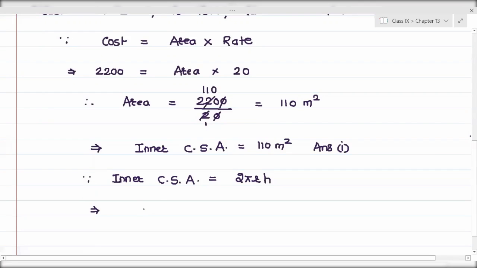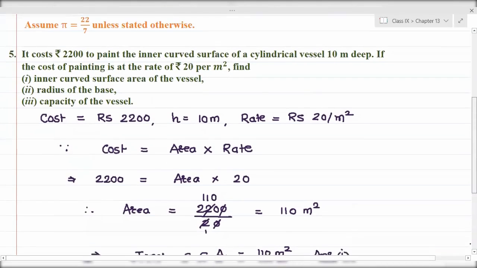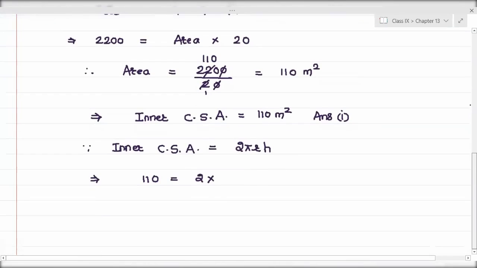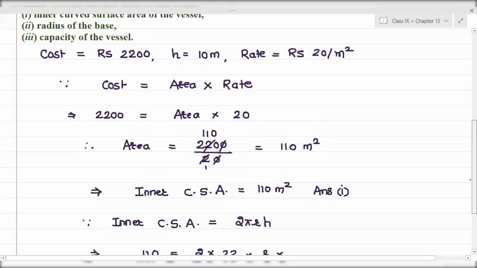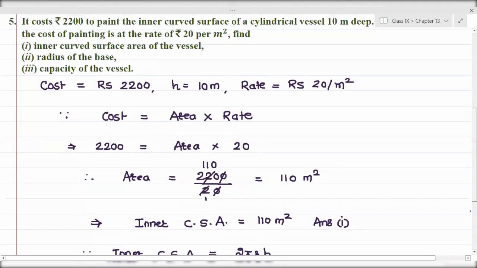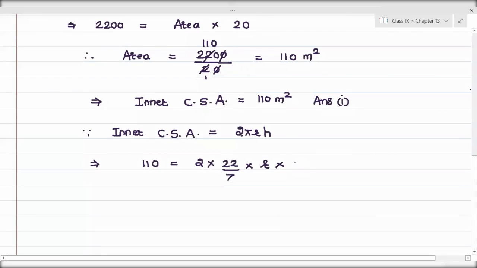Okay, now inner CSA value, what do we have? 110 is equal to 2 into value of pi. Do we have the value of pi given in the question? Once you check, do we have the value of pi given over here? No. So we shall keep the value of pi as 22 upon 7 only. So value of pi I am keeping 22 upon 7, into r as it is. And what is the value of height given in the question? Check that also once. Value of height is given in the question as 10 meter. You can check in the given that I have written over there. So height I am mentioning here as 10 meter.